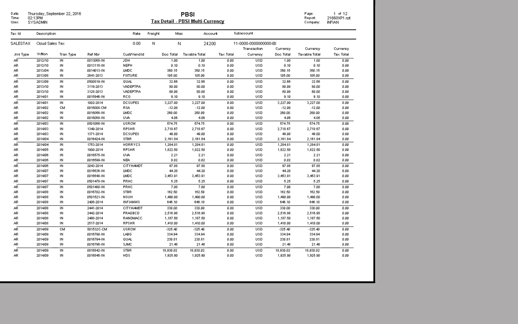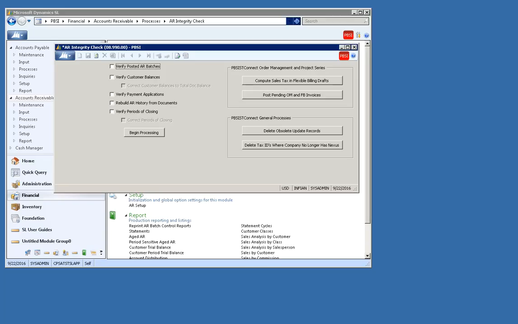The report is basically a substitute for the standard SL Tax Detail Report. Both base and transaction currency amounts are shown for each line item. In order to keep the sales tax aspects of your SL system up to date, PBSISTConnect has extended the AR Integrity Check screen. On a periodic basis, as an example monthly, you will make use of the two buttons shown in the PBSISTConnect General Processes frame.